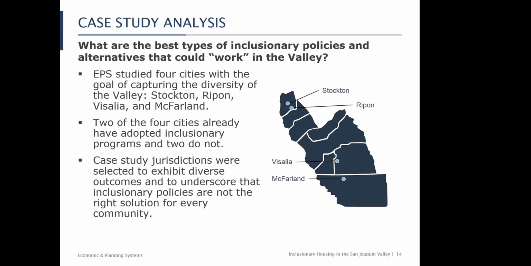So 2 of our 4 cities already have inclusionary programs, Ripon and McFarland. 2 do not. We wanted to showcase both of those situations. And we settled on Stockton. So the 4 are Stockton, Ripon, Visalia, and McFarland. We were looking for geographic diversity. We were looking for market rate production diversity. We were looking for price point diversity.